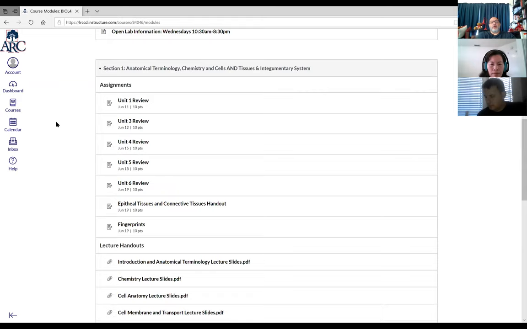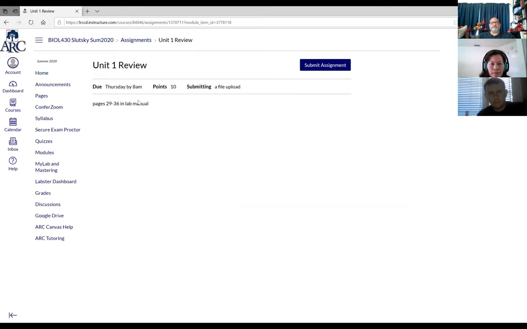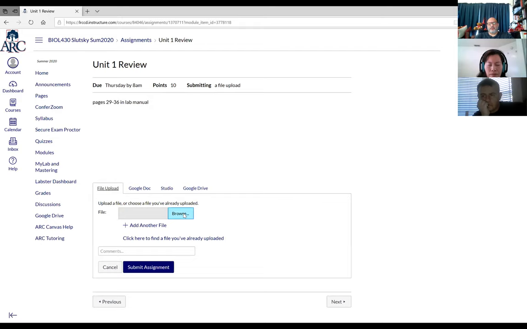If you're not sure what an assignment is, you can click on that assignment. It tells you what it is: pages 29 through 36 in the lab manual. You can do it one of two ways. If you have the physical copy, you fill it out by hand, then either scan it or take pictures of it with your phone. If you have the electronic version, you can print those pages out and do it by hand, or fill it out electronically. Once you do that, you come to the assignment, go to Submit Assignment, and upload the file here, either the pictures or the PDF.